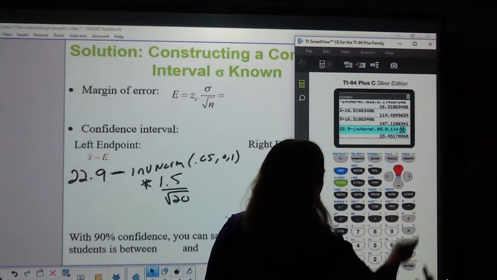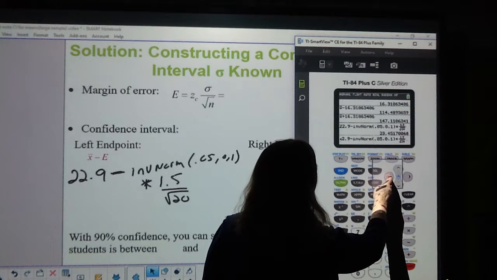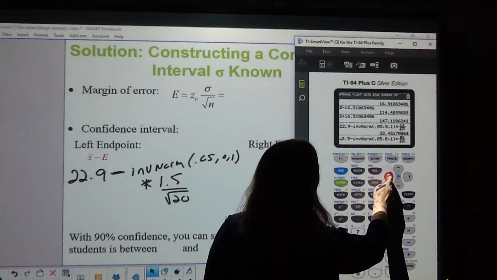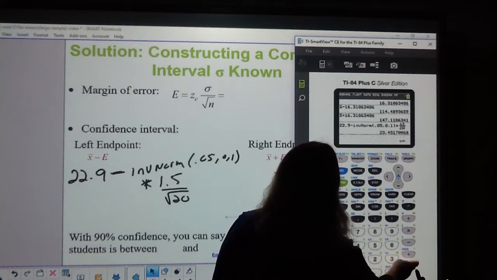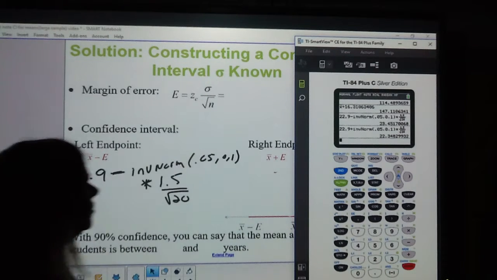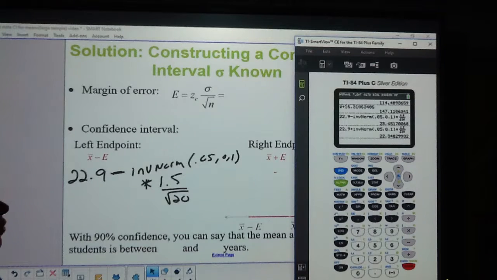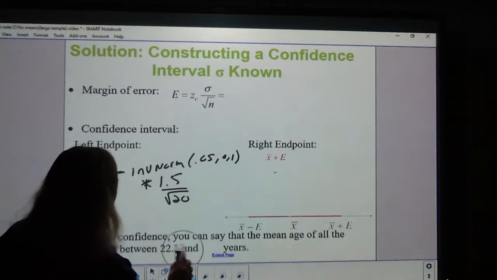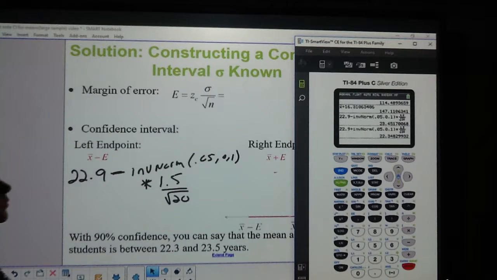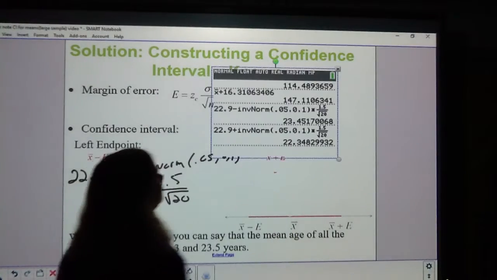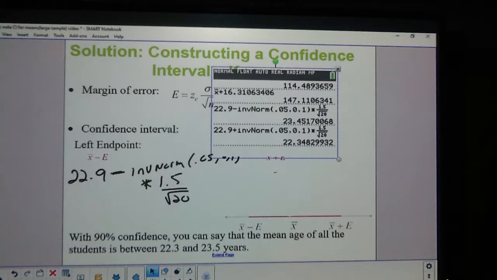And my other one, change it to just a plus. Go over and change it to a plus. Oops, too far. So it's between 22.3 and 23.4. Oops, sorry, 0.5. Didn't round properly. Okay. So that's my 90% confidence interval.